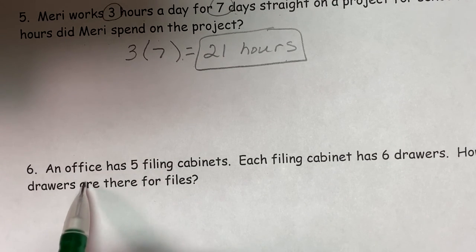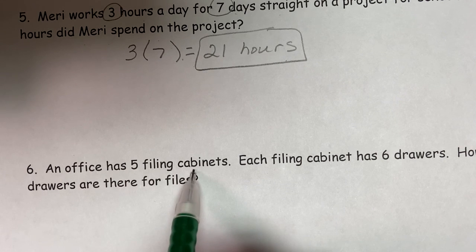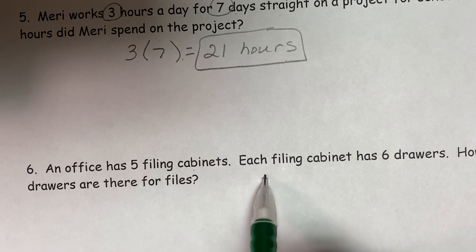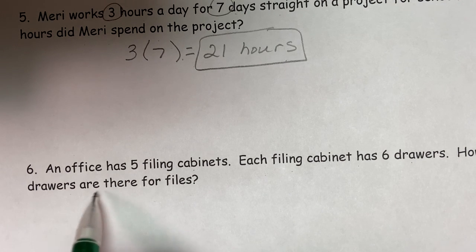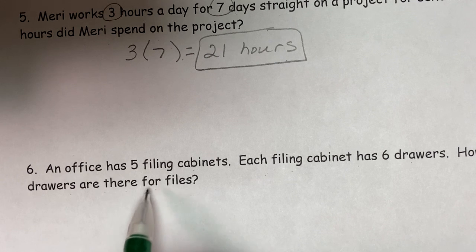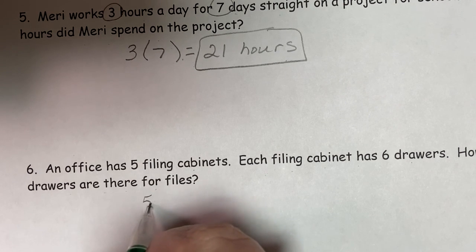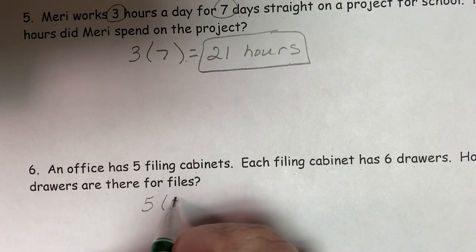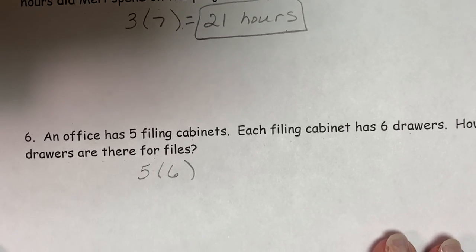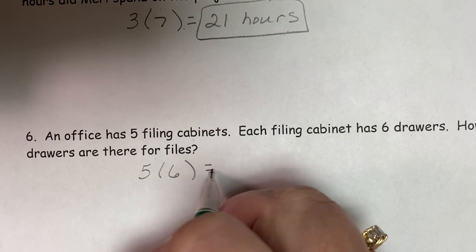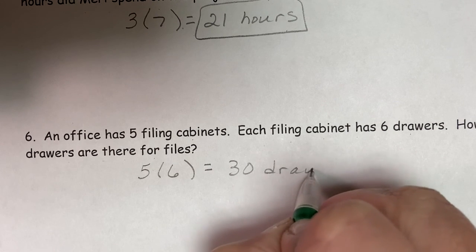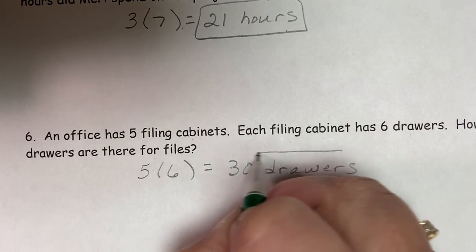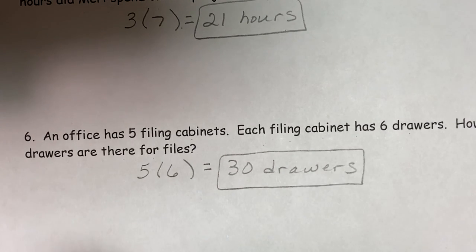Last one here. So you have an office that has 5 filing cabinets. Hopefully you can picture a filing cabinet. Each filing cabinet has 6 drawers. How many drawers are there total for the files? So we have 5 cabinets, and each one of them has 6 drawers. So to find the total number of drawers, we would simply multiply 5 times 6. And we get 30 drawers. And there we go.